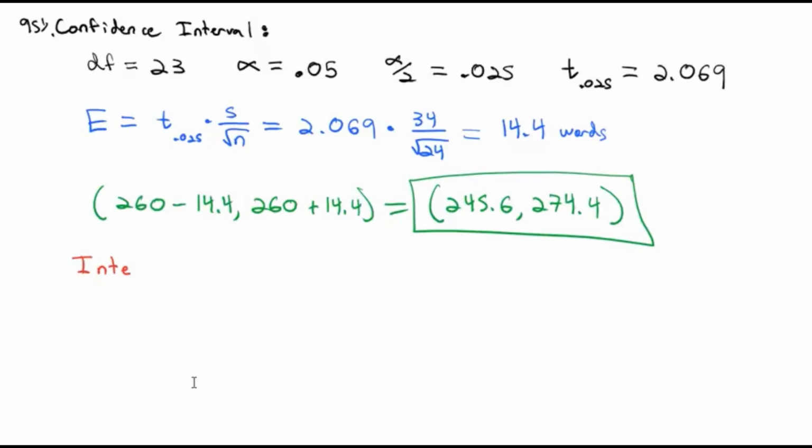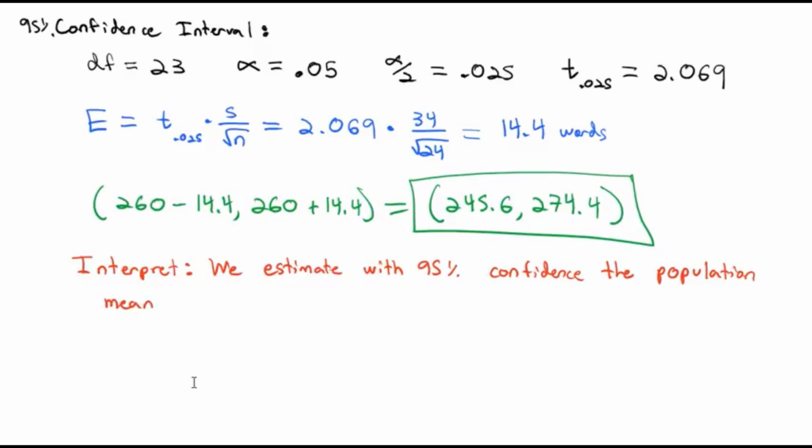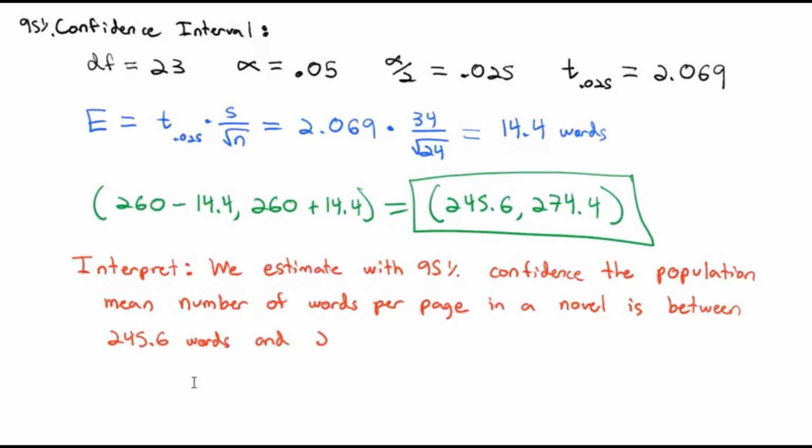Let's go ahead and interpret it. We can estimate with 95% confidence the population, and we're talking about a mean, and put it in context, number of words per page in a novel is between 245.6 words and 274.4 words. And now we have our confidence interval.